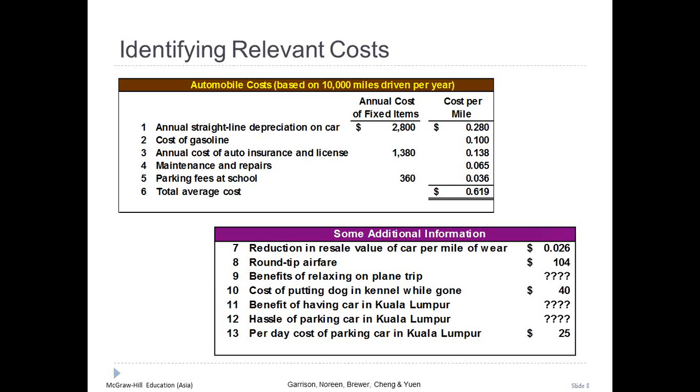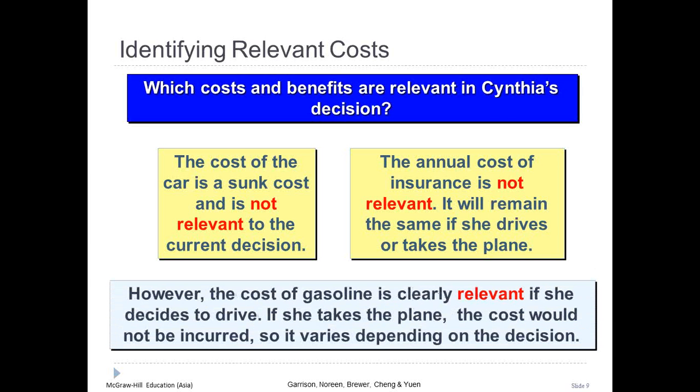Which costs are relevant to her decision? The cost of the car is irrelevant to the decision because it is a sunk cost. The annual cost of auto insurance is irrelevant because it does not differ between alternatives. The cost of the gasoline is relevant because it is avoidable if she takes the plane. The cost of maintenance and repairs is relevant because in the long run these costs depend upon miles driven. The parking fee at school is irrelevant because it is not a differential cost.